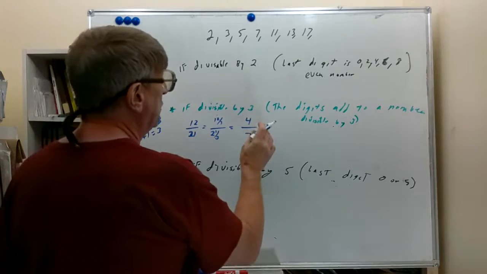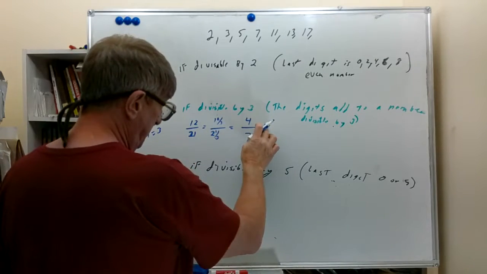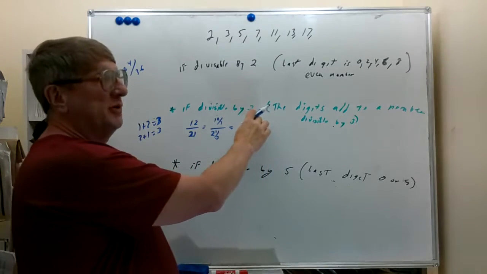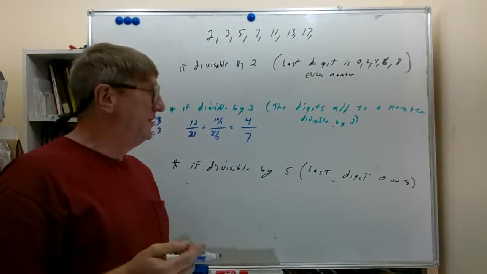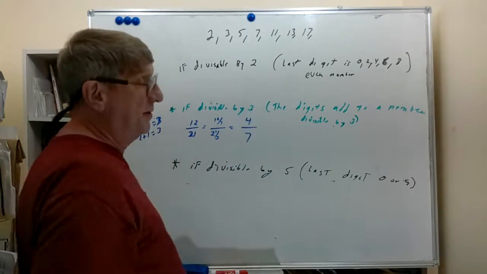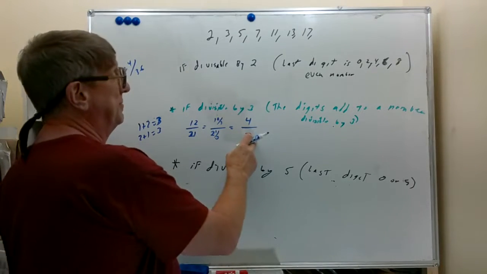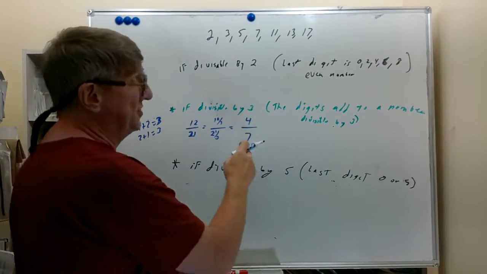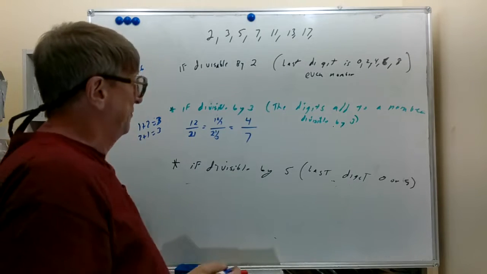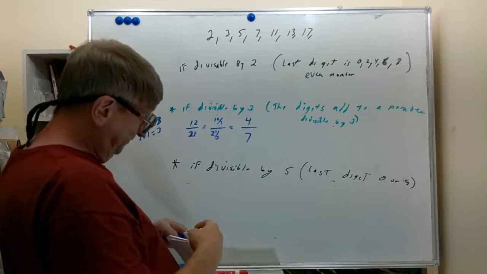So this is in lowest terms, but you notice that the numerator is not a prime number. We don't always get a prime number over a prime number. As a matter of fact, we don't always get a prime number at all. But if we ever do get a prime number, either in the numerator or the denominator, we can't go no further. We're in lowest terms.